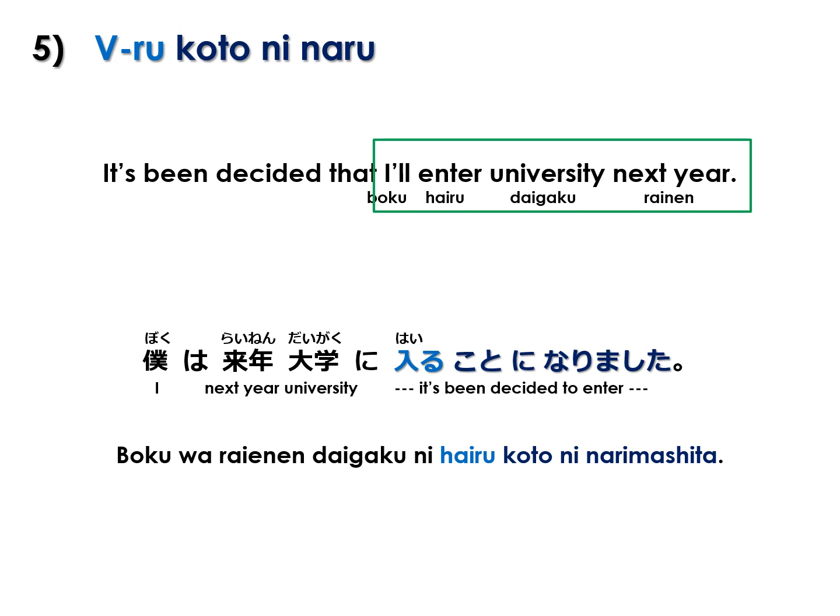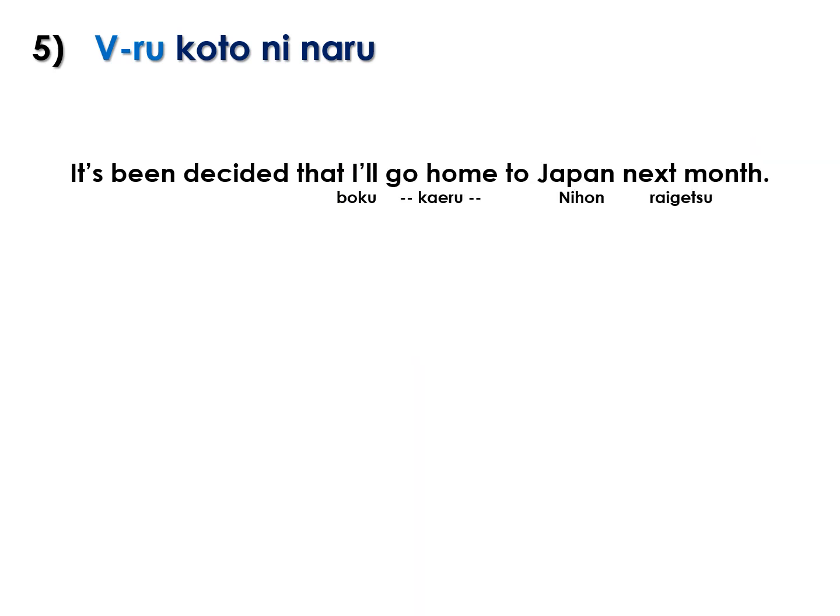So, ことになりました makes the person sound humble. Next example, it's been decided that I'll go home to Japan next month.